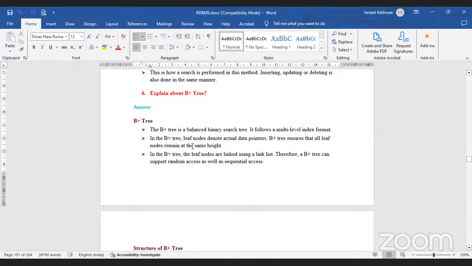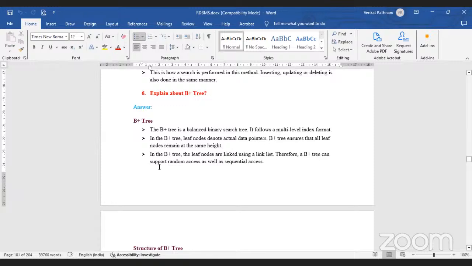In the B plus tree, leaf nodes denote the actual data point, as I said. So the actual data is contained at the level of leaf nodes. The B plus tree ensures that all leaf nodes remain at the same height. Same height means, suppose there is a root node. After that, leaf nodes, and binary means two, so again only two leaf nodes. Again, if you want to contain sub leaf nodes, suppose the first leaf node contains three values and the second sub leaf also contains three values, like that.